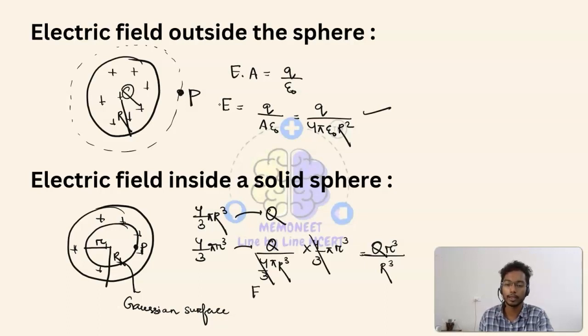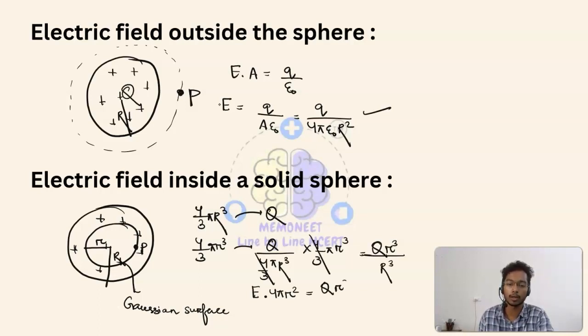So we can write E dot A, that is 4 pi small r square, because we are finding the electric field at point P. So the radius will be taken up to this. So q, what is the charge here?